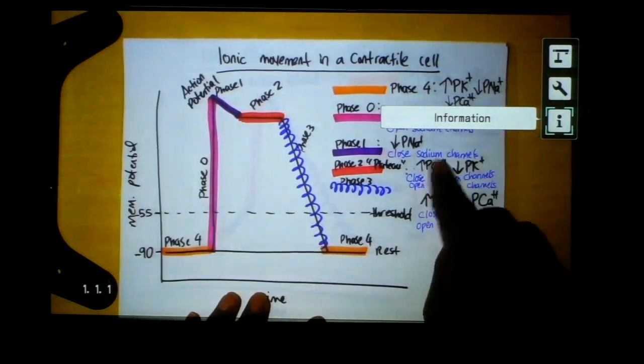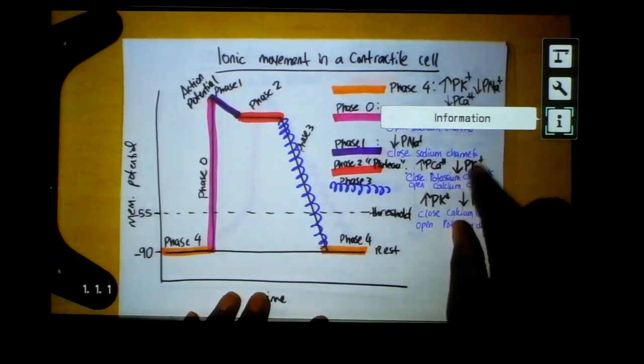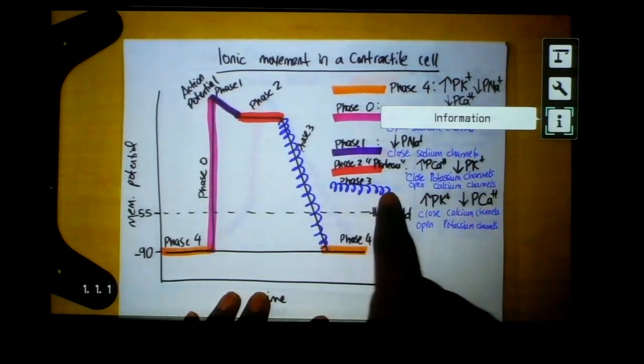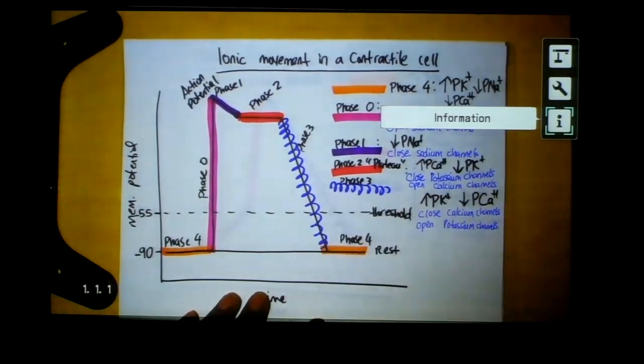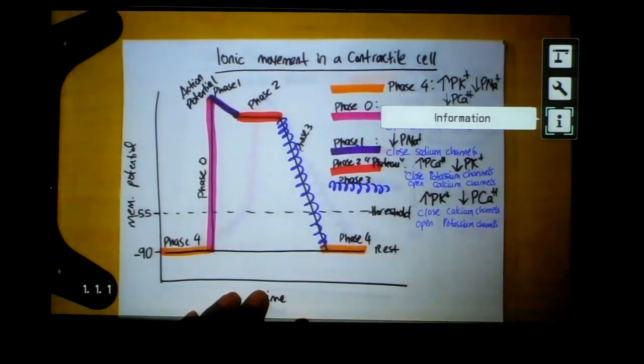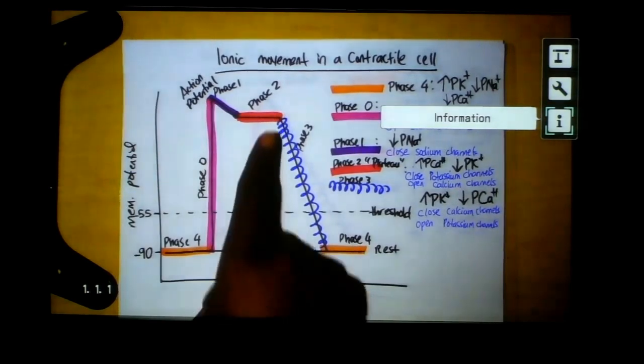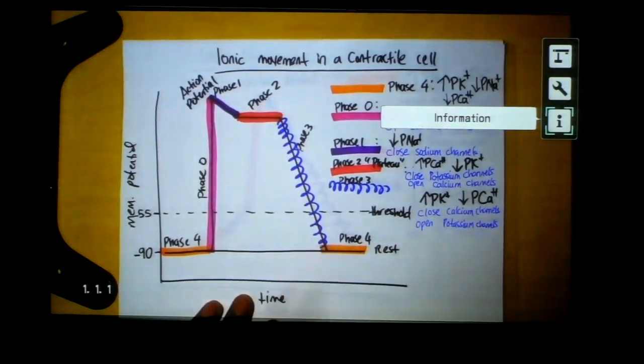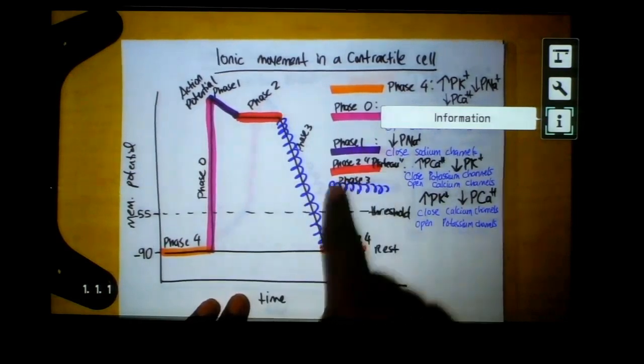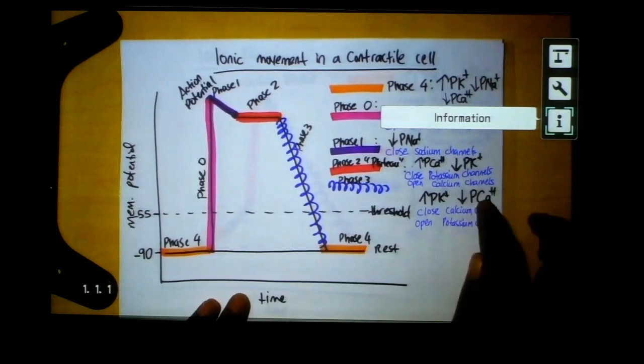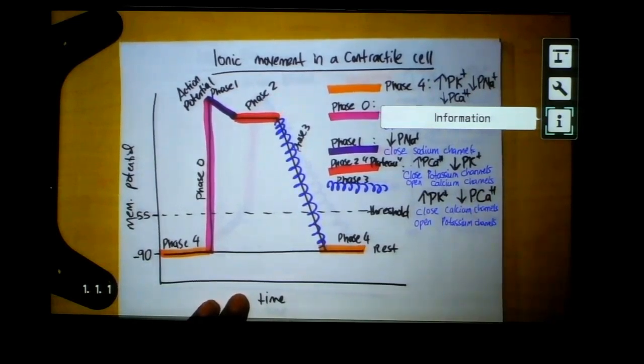So instead of having calcium channels open and potassium channels closed, in phase 3, we now have potassium channels open and calcium channels closed, and that continues the repolarization, which brings our membrane potential right back down to rest, okay? Because in this phase, we don't have calcium moving anymore. We've closed those calcium channels. And so what we have now is only the movement of potassium.